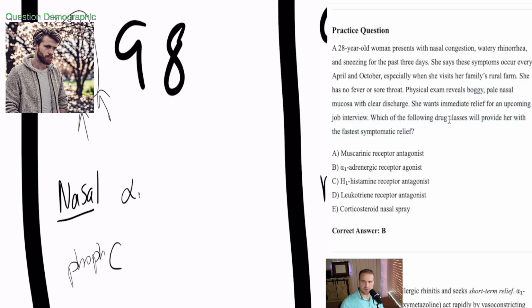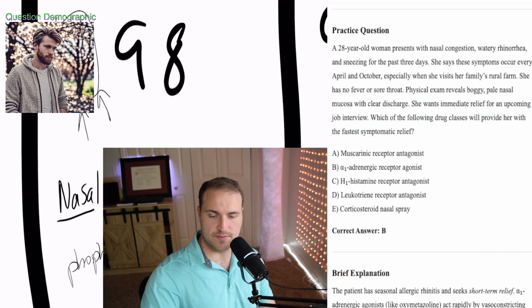What drug are you going to give her? Probably phenylephrine, short-term relief. Kind of contraindicated in the elderly because of Beers criteria. Short-term relief would be an alpha-1 adrenergic agonist. So there's our answer B.